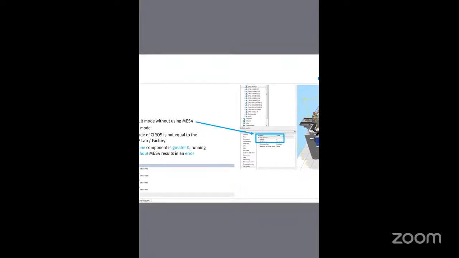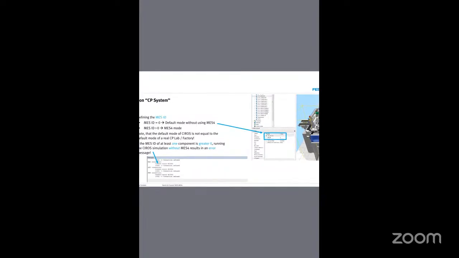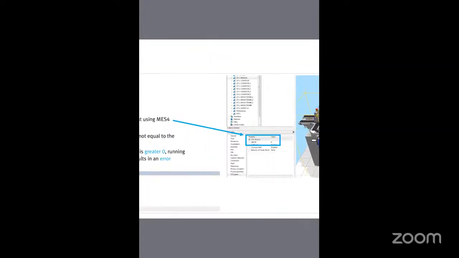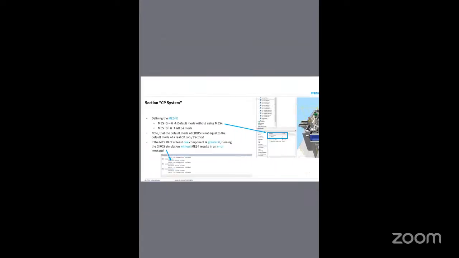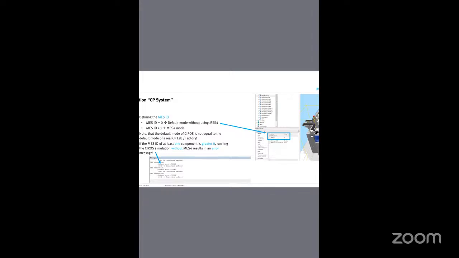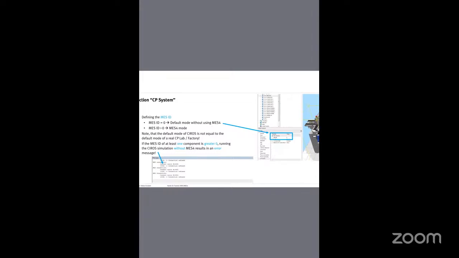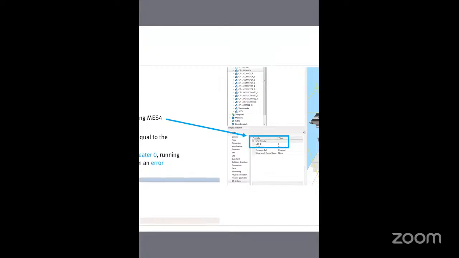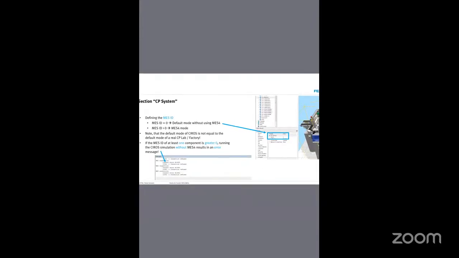So this MES ID is very important because in default mode MES4 will not be used. It is Ciros standalone simulation. If MES ID is greater than 0, then there will be a communication with the MES4. If the MES ID of a component is greater than 0 and MES4 is not working properly, then we will get a simulation error. So for standalone, MES ID equals 0, and for MES integration, it should be greater than 0.